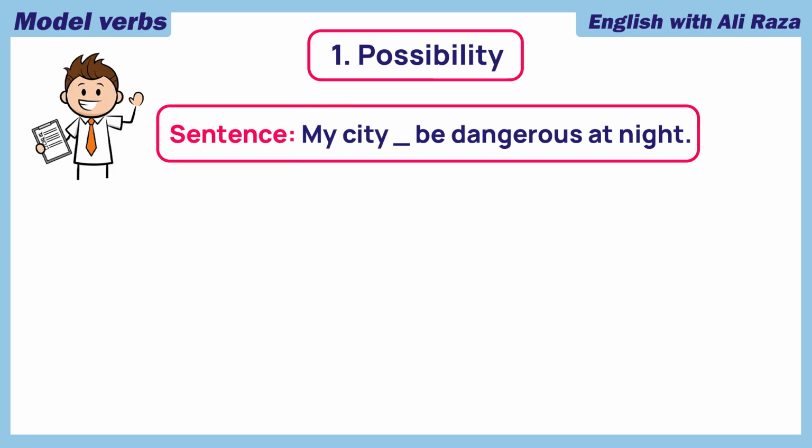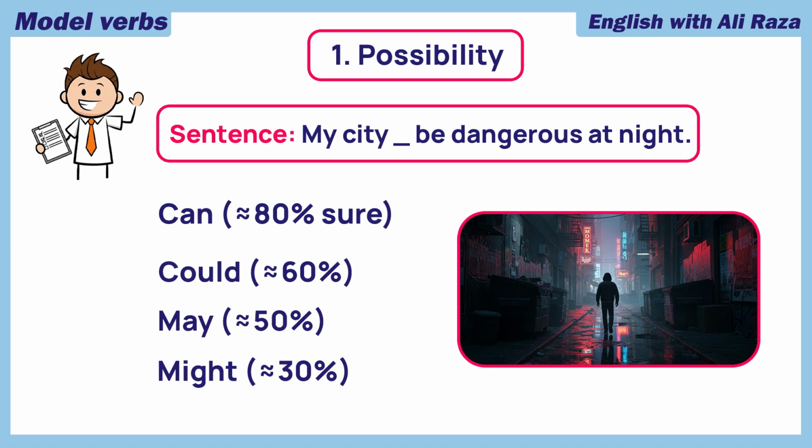1. Possibility. Sentence. My city ___ be dangerous at night. You can say, can, nearly 80% sure. Could, 60%. May, 50%. Might, 30%. So, the more certain you are, the stronger the modal verb.